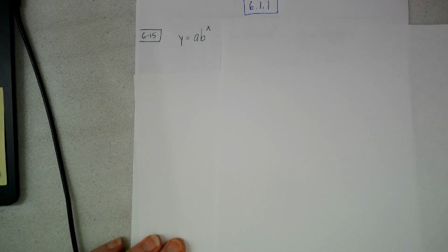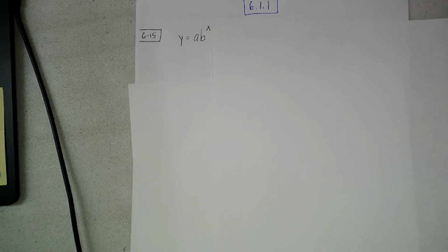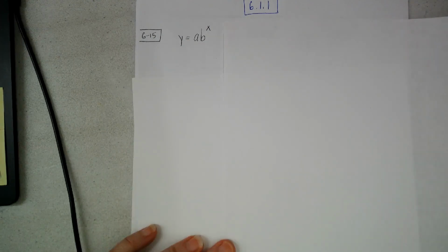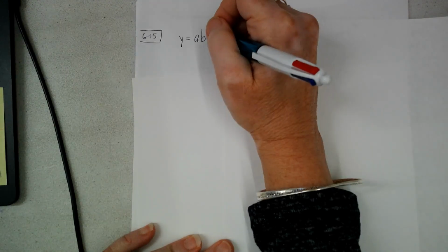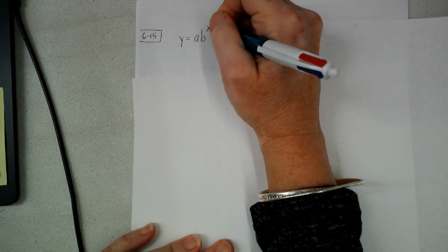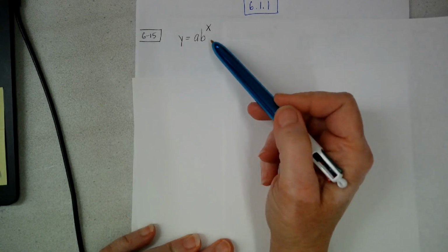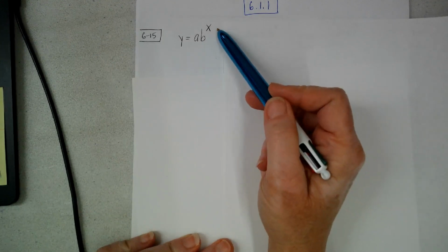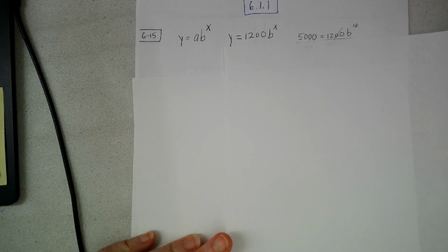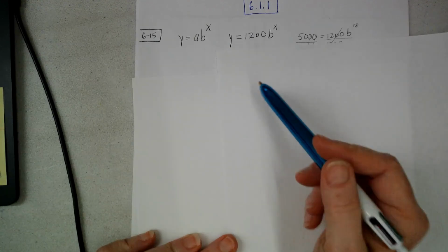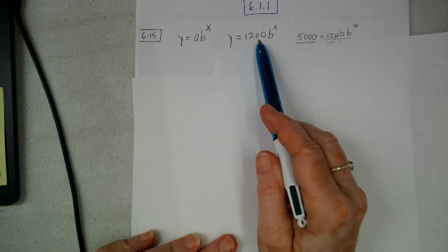So I tried to do it the most simple way I could. They didn't say if it was compound interest or anything like that, and they just want the average rate of return. So I just wanted to model it with the exponential y equals a times b to the x. And since they started with $1,200, I just used that for a. So I just plugged in $1,200 for a.